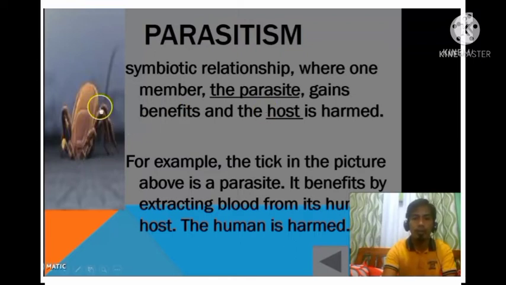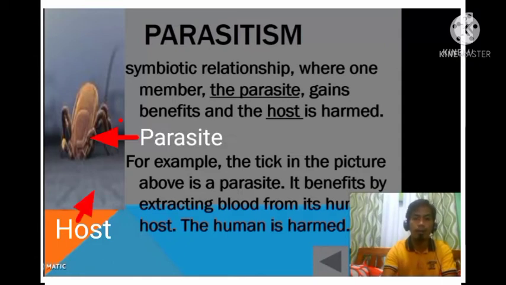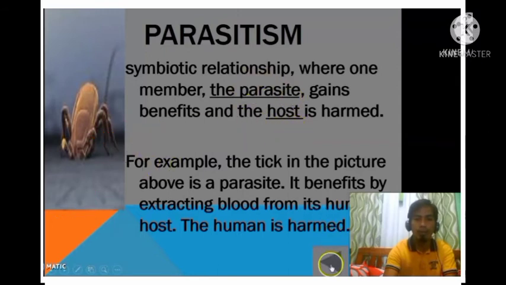For example, in this photo, the tick in the picture above is a parasite. It benefits by extracting blood from its human host. The human is the host and the tick is the parasite. So, the organism that is being benefited is the tick, while the organism that is being harmed is the human. So, the human serves as the host, while the tick serves as the parasite.